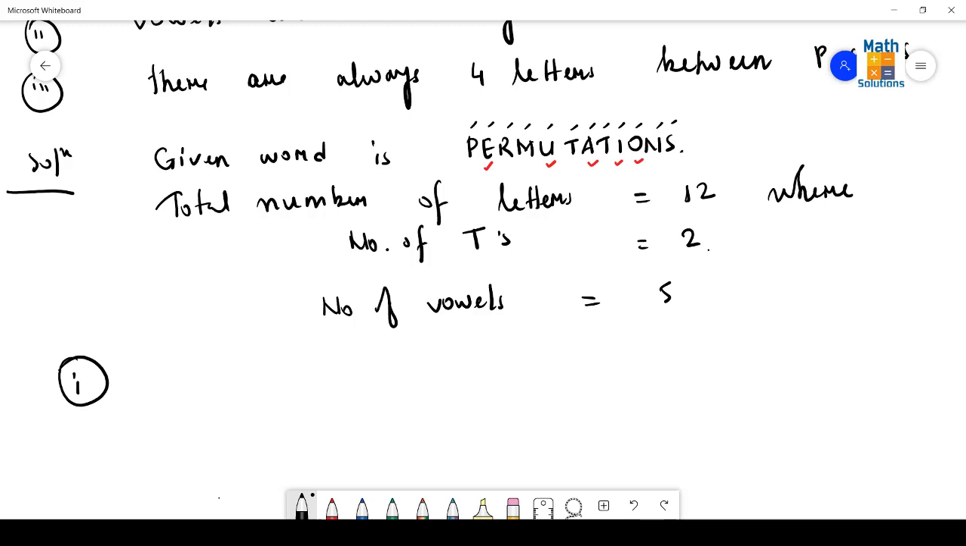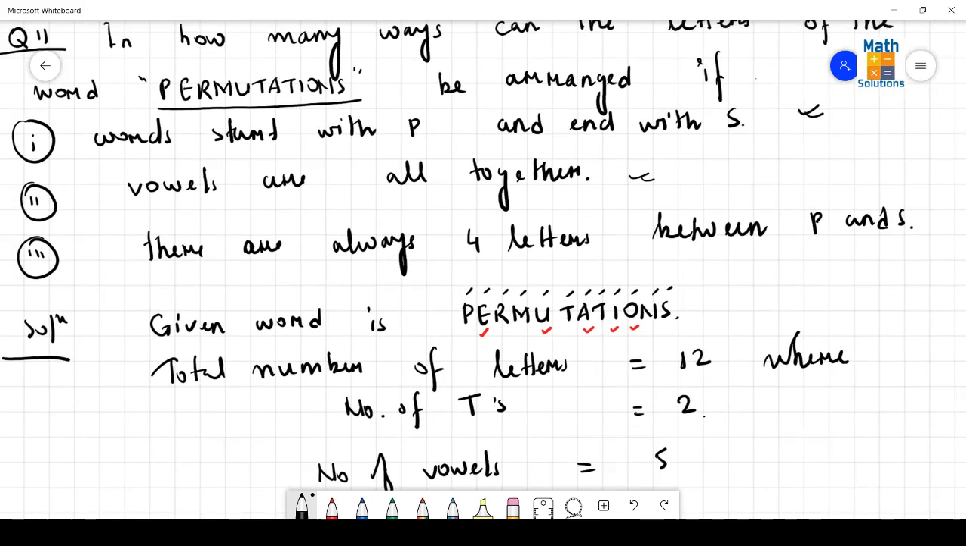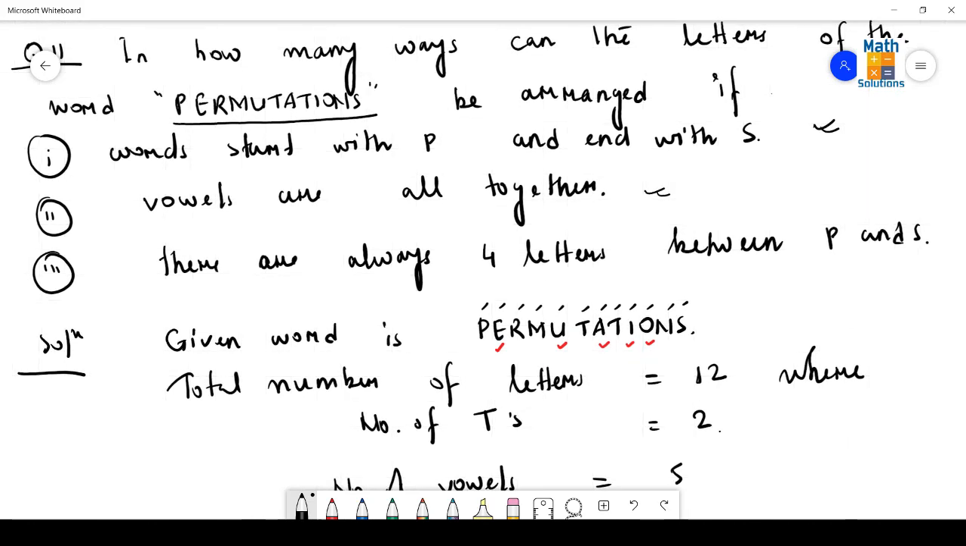So in the first part of this question, let us first check what the question says. The words start with P and end with S. That means first position, since there are 12 letters, of course any word that we construct with these 12 letters will be containing 12 positions. So amongst these 12 positions, it is very clear that the first position should always be fixed for capital P and the last position should always be fixed for capital S.